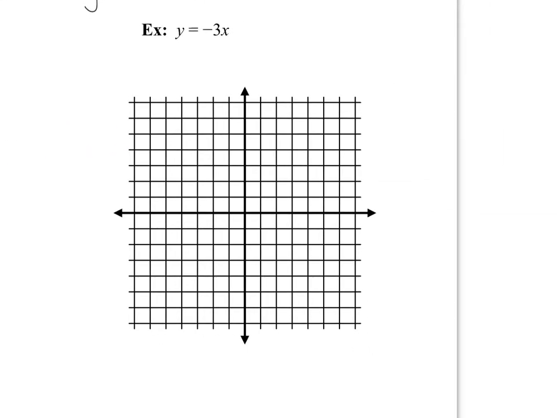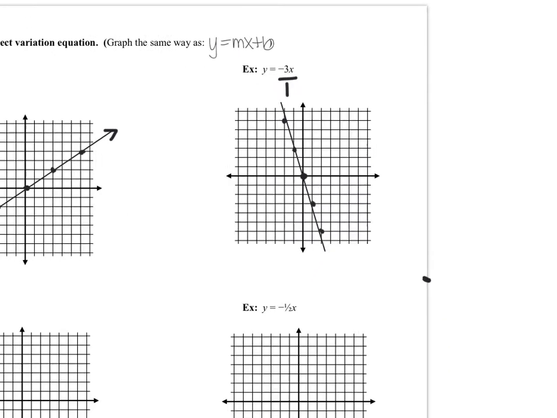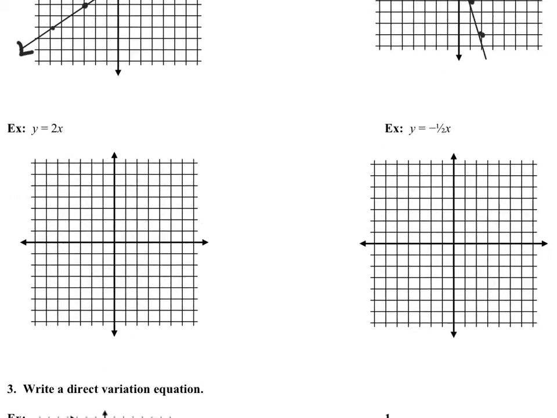And just to do one more, if I come to this one, again, my y-intercept is 0. My slope is -3, which is really -3/1. So I'm going to rise down 3, run 1. And I'm going to keep doing that over and over in both directions. And then I would draw my line and connect. So there's 2 more examples.